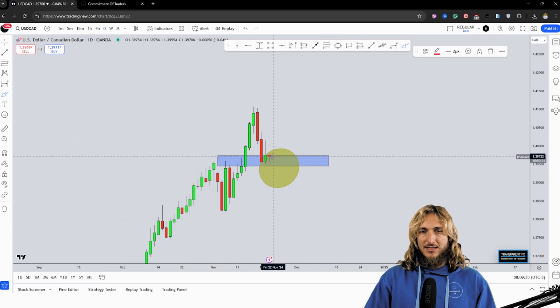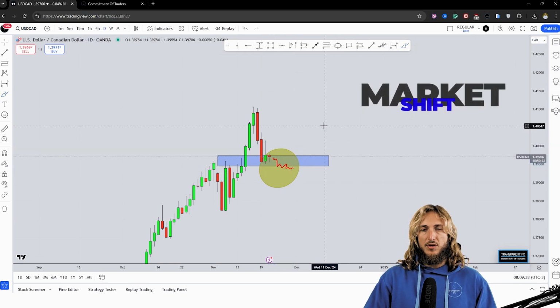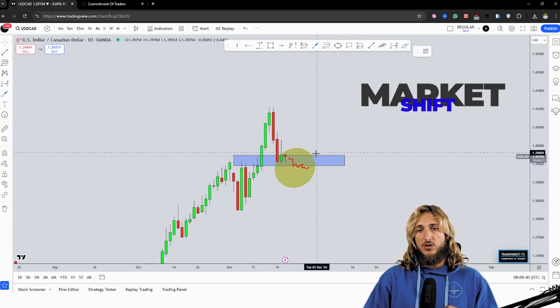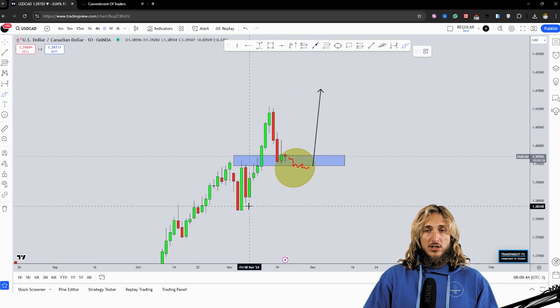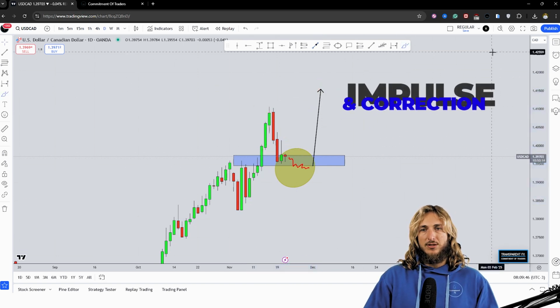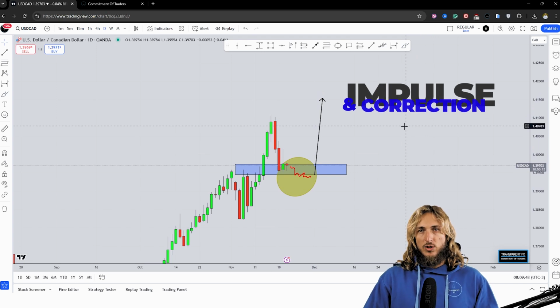Therefore, what I would expect is that if this market would shift from an intraday bearish to bullish market at that point, I wouldn't be surprised to see a potential rejection to the upside, completing this daily impulse, correction, impulse pattern to the upside. That definitely wouldn't surprise me.